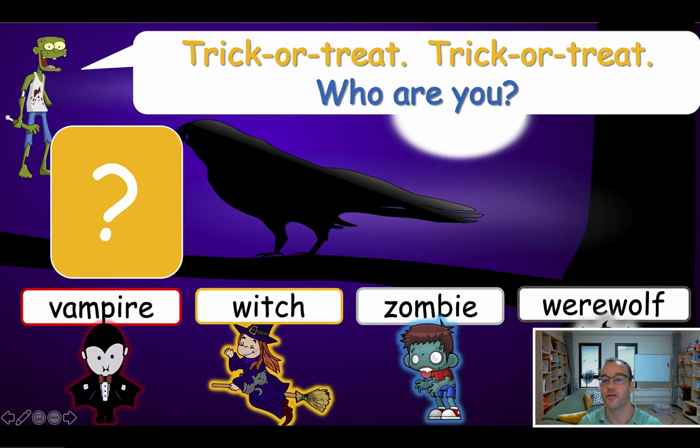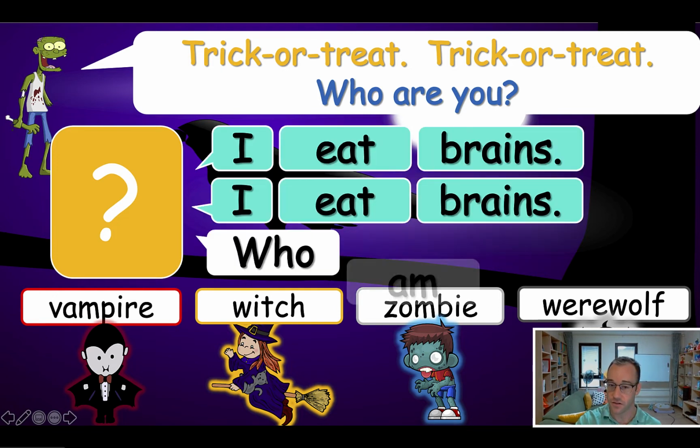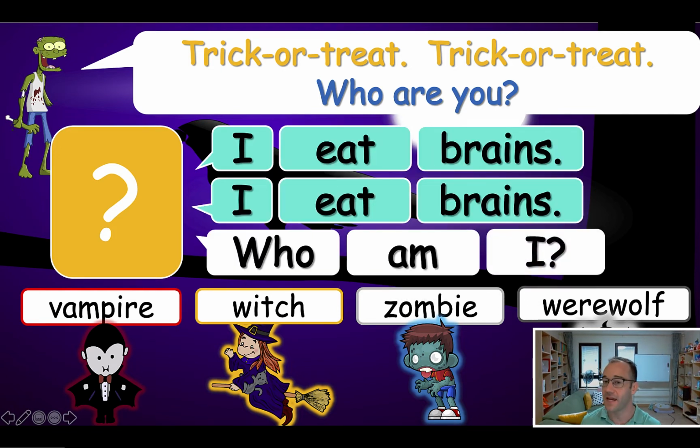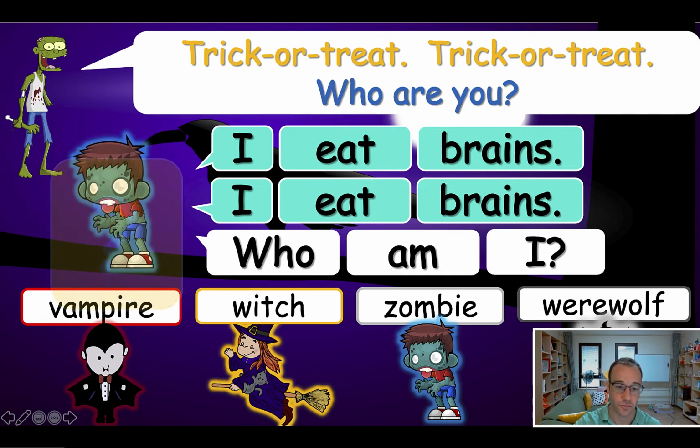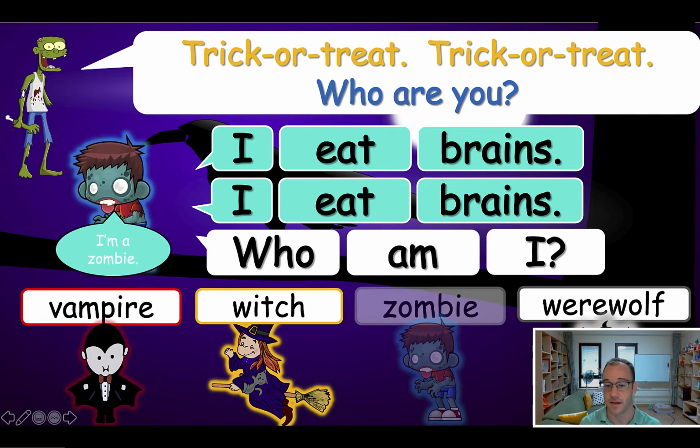Okay, so again, trick or treat, who are you? And then you can show the whole thing first and then call on the team. And they say, you know, I eat brains, who am I? And then call on the student to give you the answer. I'm a zombie, okay?